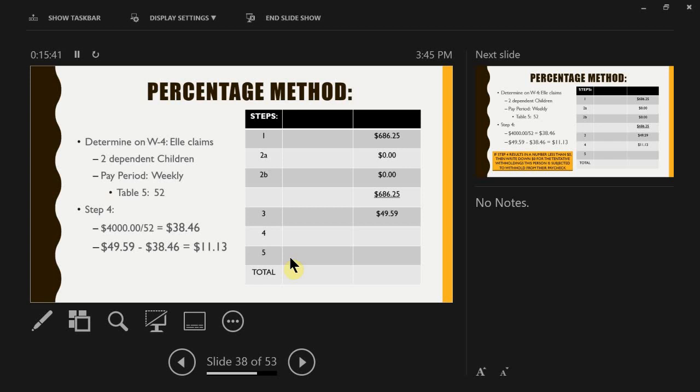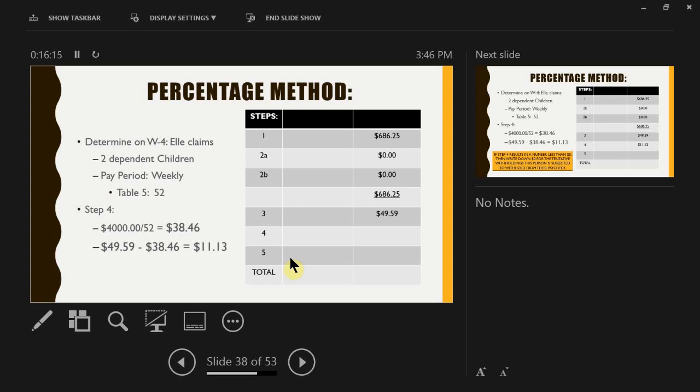All right. So there's the example here. I'll make a few changes to this and I'll upload a new one. But it's 1 child. Okay. And again, it's going to be $2,000 divided by the number of pay periods there are. So in this case, per child, per paycheck is $38.46. So therefore, you're going to take that away from the withholding to get you a grand total of $11.13 for the withholding. Okay.